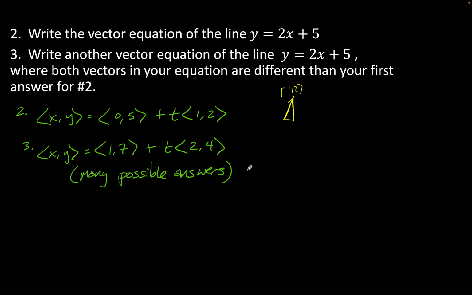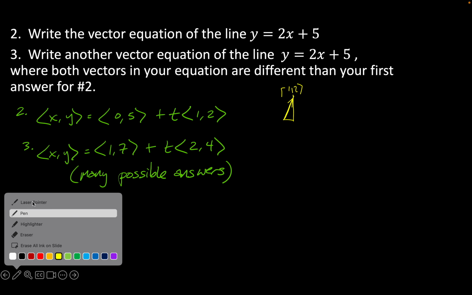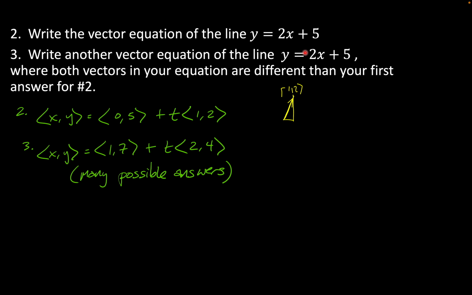All right, in question 3, we are asked to write another vector equation, so find another representation of that same line, such that both vectors in my equation are different from the original ones. Again, for the initial vector, I can use any point on that line. Here, for example, I plugged in 1 for x, and if I do that, I get y is 7. So (1, 7) is a point on that line that I can use as an initial vector, and then plus t, the parameter, times the directional vector.